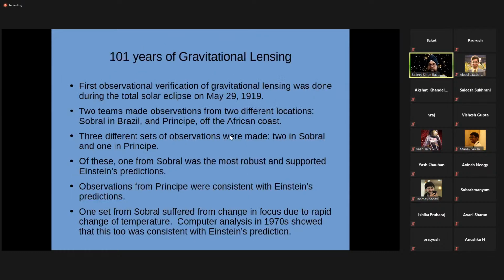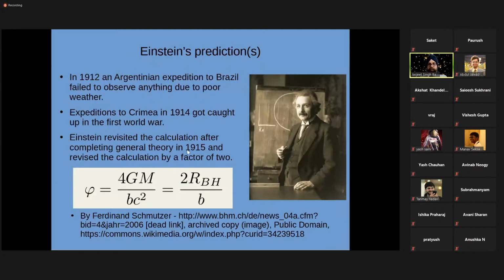So Einstein, in the meanwhile, had been working on completing the general theory of relativity, which he did in 1915. And when he revisited the calculation, he found that the answer in his new theory is not 2GM by bc square, but 4GM by bc square. So it doubles, and he began telling people that they should try to observe it.